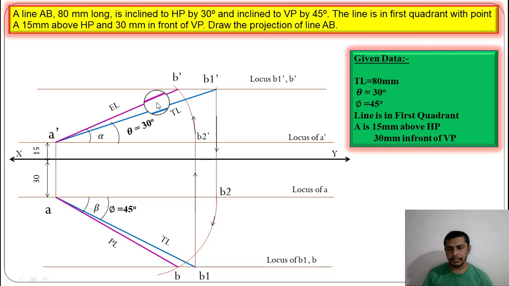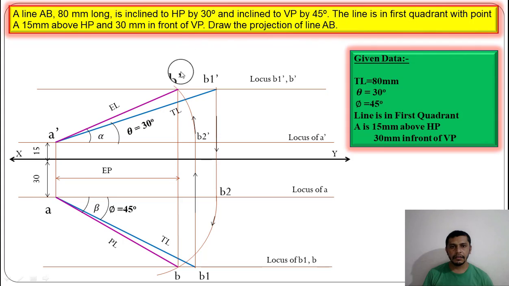Now we can see that B dash and B will be on the same vertical line. That will be the projector of point B, and the perpendicular distance between the end projectors of the line is considered as the EP. So this will be our final projections.